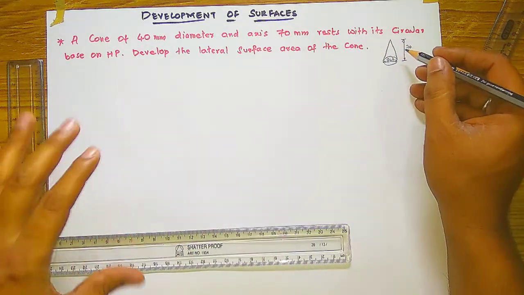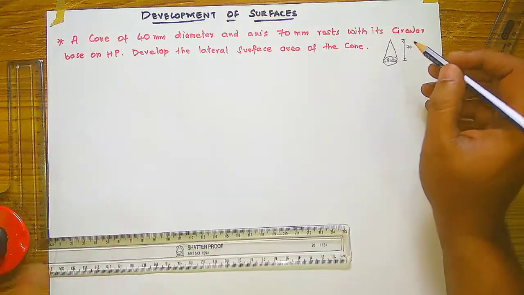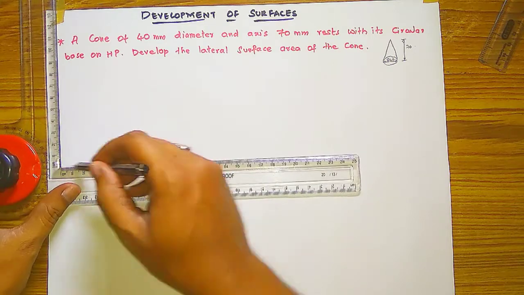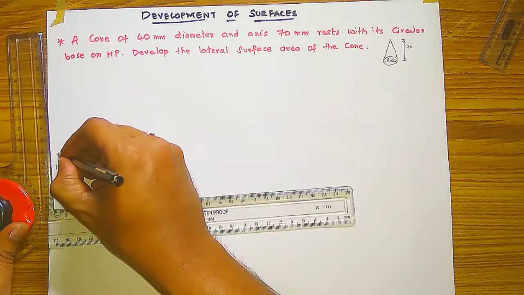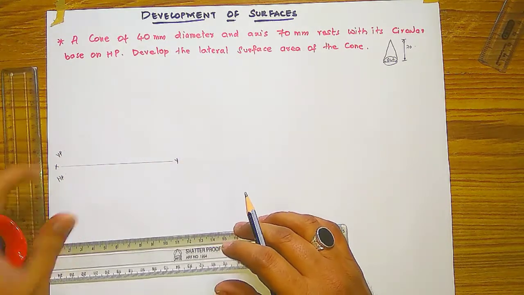So we have to draw the orthographic view of the cone, first front view and top view. So how to draw this orthographic view of this cone? I will explain. First you have to draw an XY line like this, and above the XY line you will have the vertical plane, and below, the horizontal plane. VP and HP.